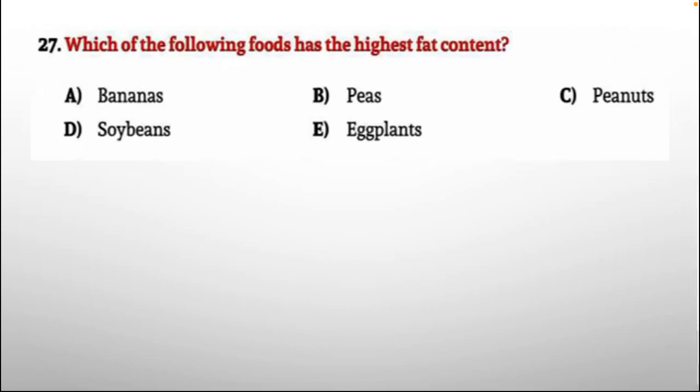27. Which of the following foods has the highest fat content? Options are available: A, bananas; B, peas; C, peanuts; D, soybeans; E, eggplants. Option number C, peanuts, is the correct option.